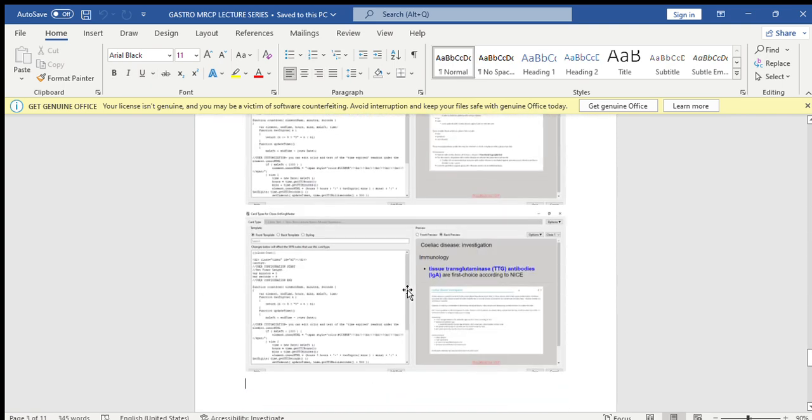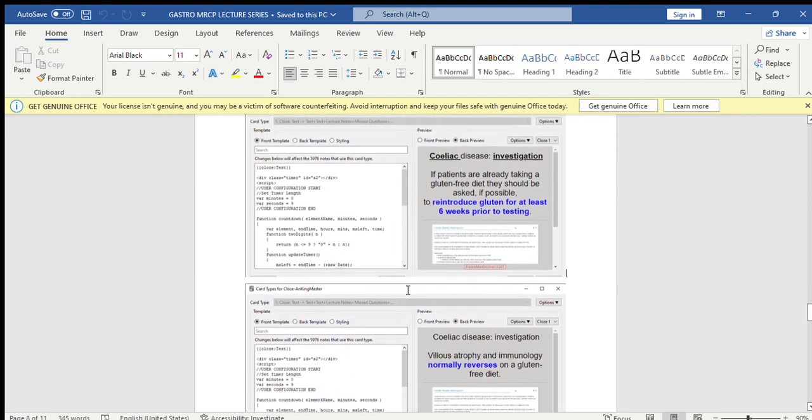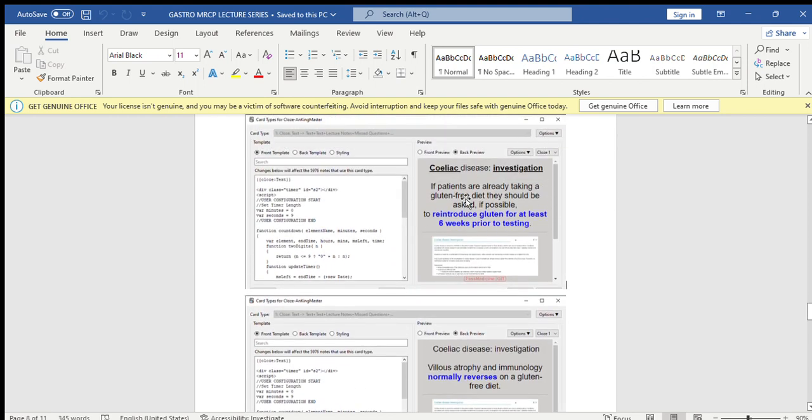So now we look at the questions. Now this is what an Anki flashcard looks like. These are the kind of questions you're going to be asked. If a patient is already taking a gluten-free diet, they should be asked, if possible, to do the following. The answer is reintroduce gluten for at least 6 weeks prior to testing.